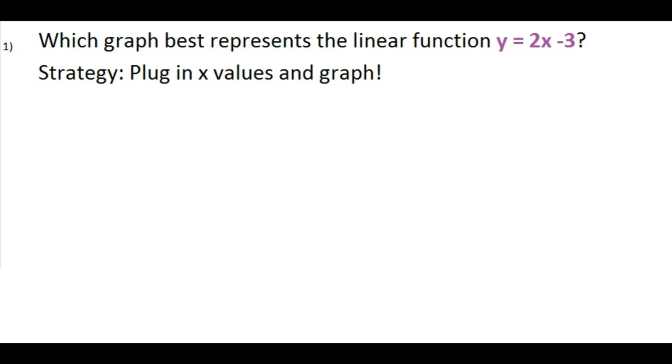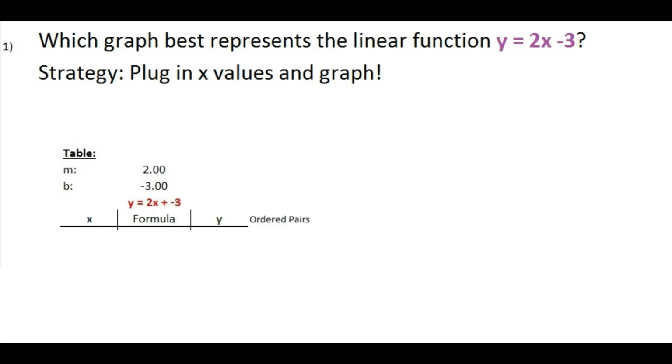Whenever we have to plug in anything, we're picking -2, -1, 0, 1, and 2. Here's how we take this equation apart. The m, or the slope, for 2x minus 3 is just 2. That's the coefficient. And b is -3. That means that graph has to cross the y-axis at -3. Here's our equation, y equals 2x plus -3, or just y equals 2x minus 3. It's the same thing. So we have x, our formula, and y.